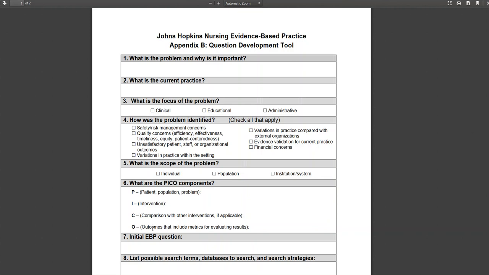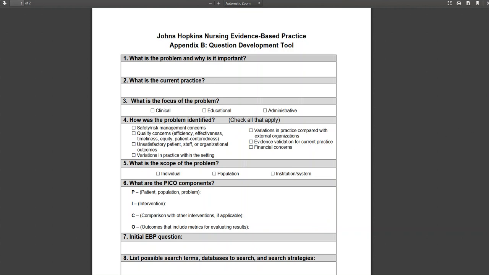Not just the policy. And then you're going to develop your initial evidence-based practice question. So I would put something like this. Does labeling IV tubing in critical care settings create safer practice and fewer complications, maybe patient complications, than not labeling? Okay, so you'll write out the question in an answerable way after you develop these components.